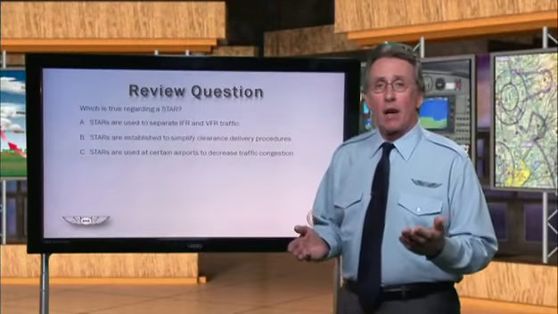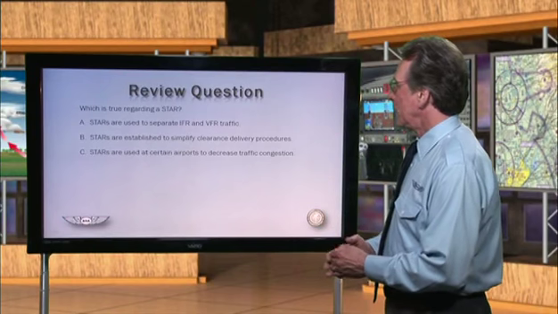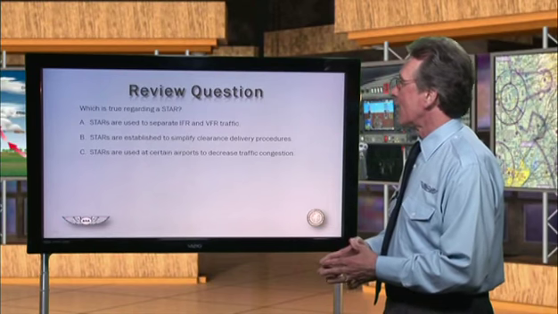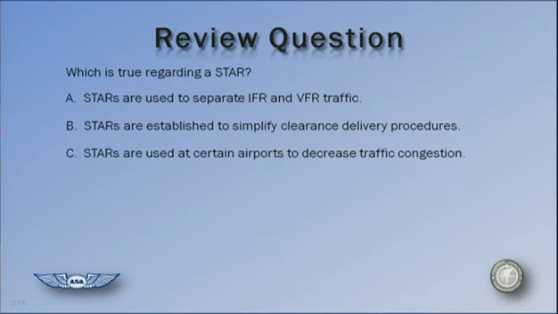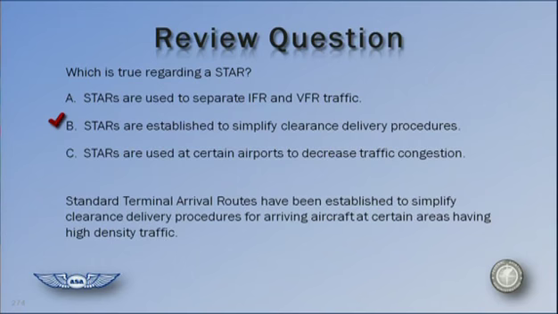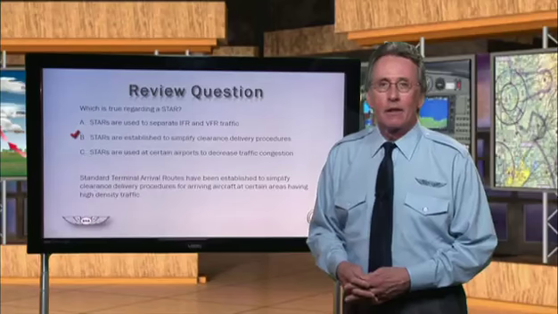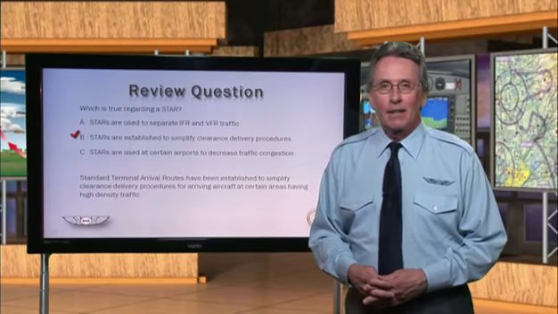Let's take time now for a review question. Which is true regarding a STAR, A, B, or C? Well, B is the correct answer. Standard terminal arrival routes have been established to simplify clearance delivery procedures for arriving aircraft at certain areas having high density traffic. That's your answer then, B.